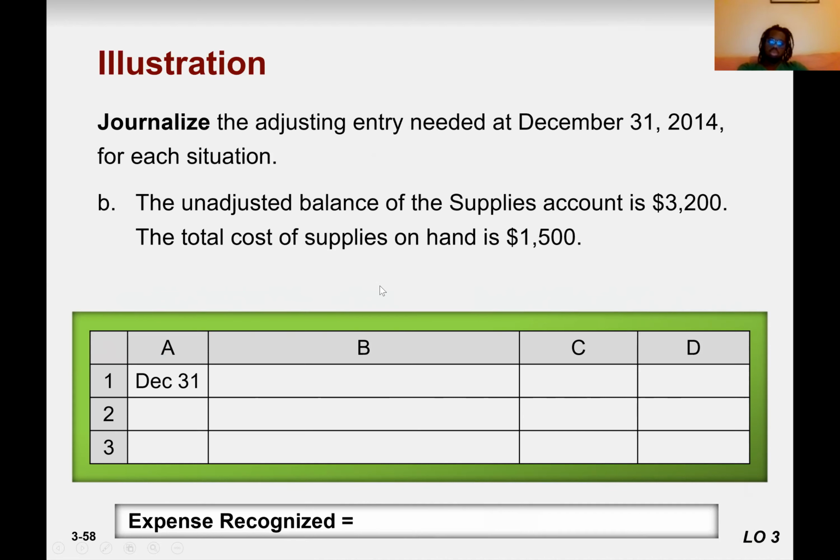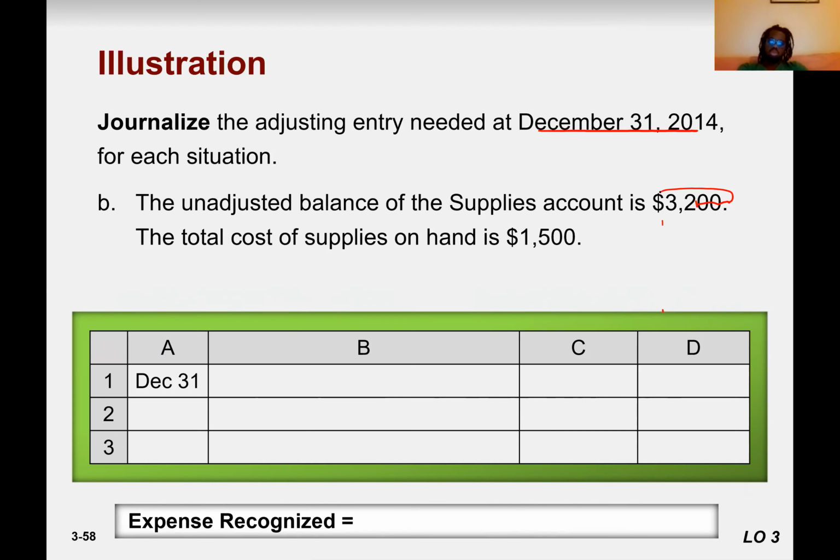And now, again, for adjusting entries, pay very close attention to closing dates, or closing fiscal years or accounting year. So the closing date is 31st of December 2014. And now the unadjusted balance of the supplies account is 3,200, which means in our balance sheet account shows that we have supplies worth $3,200.